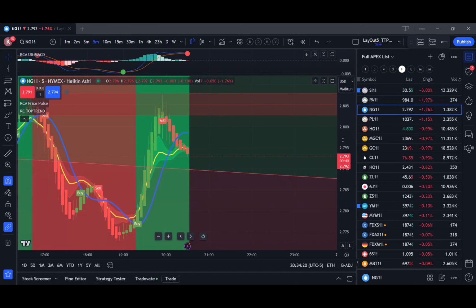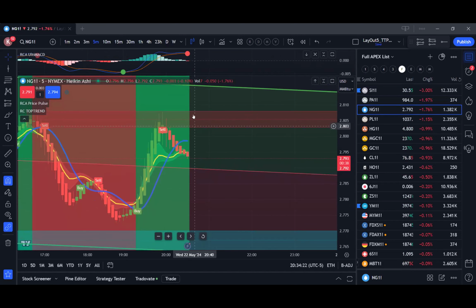So if the color changes to red now, because overall the trend is bearish for natural gas, and there is a good amount of volume, but we got the red candle here and the background is still green, so we are waiting. Once the background also turns red, we can take a short on natural gas.